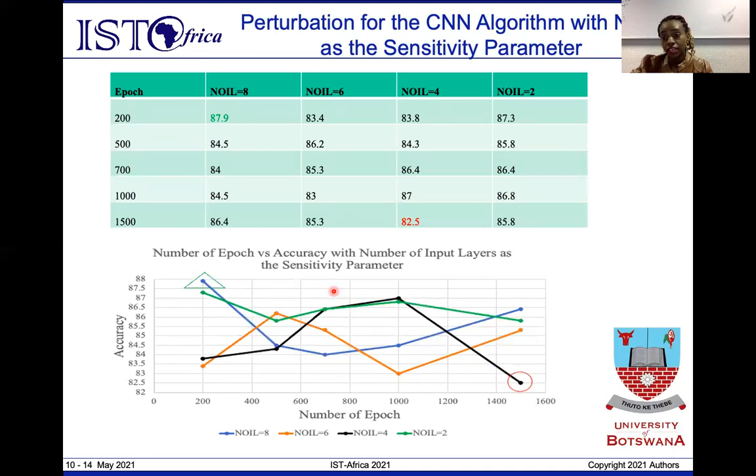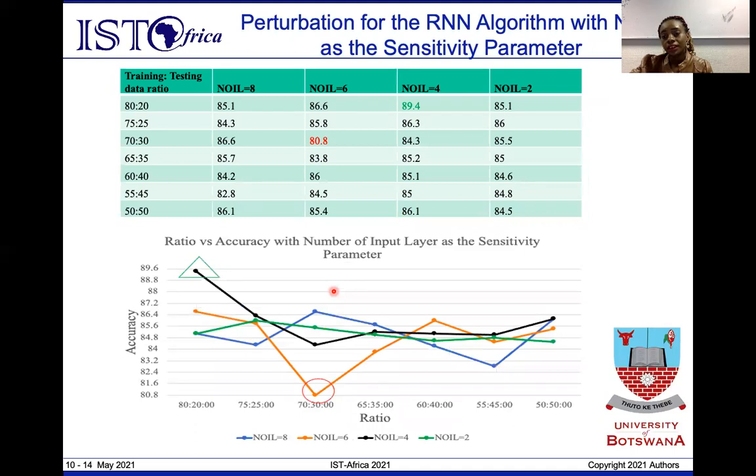And still the same, as you're reducing the accuracy, there isn't much of a difference for the CNN algorithm. Whereas for the RNN algorithm, when I perturb the ratio versus accuracy, as I was reducing the number of input layers, the accuracy actually fluctuated. It goes up and down and up and down. And the highest accuracy was obtained when the input layer was 4, the training ratio was 80-20, and the accuracy is 89.4.